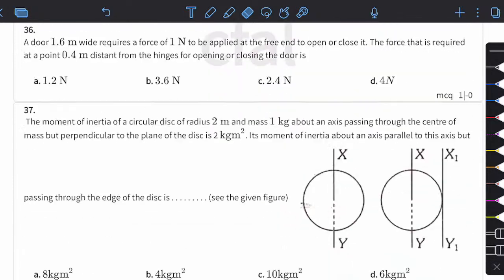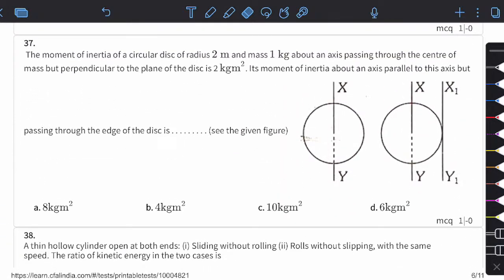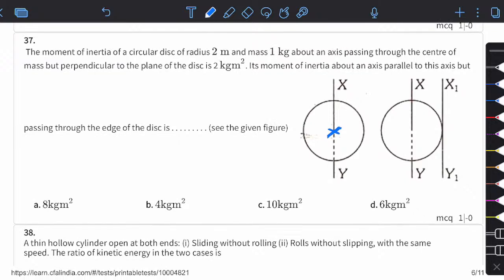Now let's look at the 37th question. In this one question you learn two important formulae regarding moment of inertia. You are given the moment of inertia of a circular disc of mass 1 kg, radius 2 meters, about an axis passing through the center perpendicular to the plane. So imagine an axis perpendicular to the plane of the screen, passing through the center. That moment of inertia is given. That is 2 kilogram meter square.